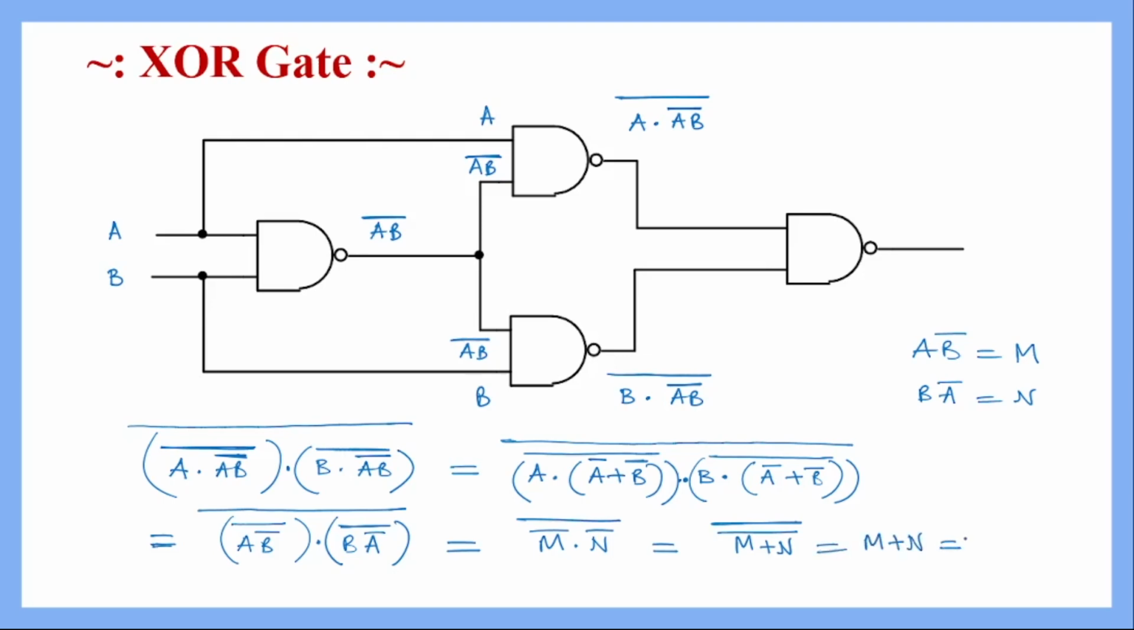And what are M and N? It is A B complement plus B A complement, and that is the output of the 2-input XOR gate. So when we perform this NAND operation between these two inputs, finally the output will be A B complement plus B A complement. This is how we implement the 2-input XOR gate by using 2-input NAND gates, and this time we will need 4 NAND gates.